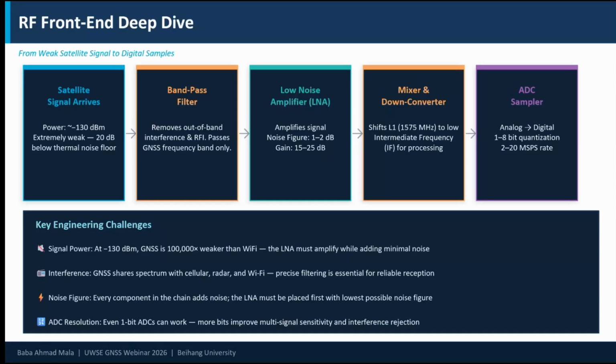Today's lecture is actually very technical. I made it more theoretical, but a GNSS receiver is all about calculations, figures, and equations. Next we have the mixer, which shifts to a low intermediate frequency, IF, for processing. The ADC sampler goes from analog to digital. It helps in quantization.